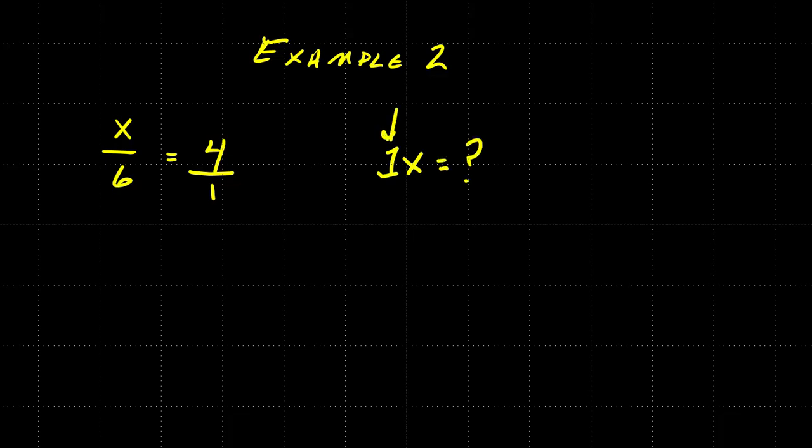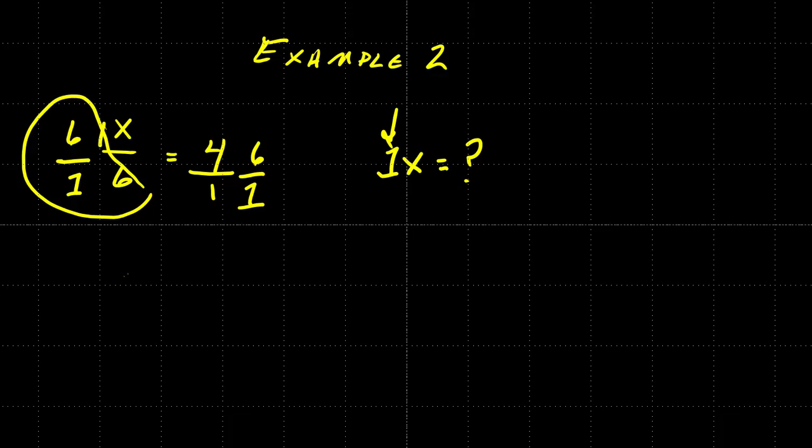To get this 1 here, I multiply this. This is actually 1 over 6. I'm going to multiply that by 6 over 1. And to maintain my equality, I have to multiply this side by 6 over 1. This is my multiplicative identity. That gives me a 1 automatically.